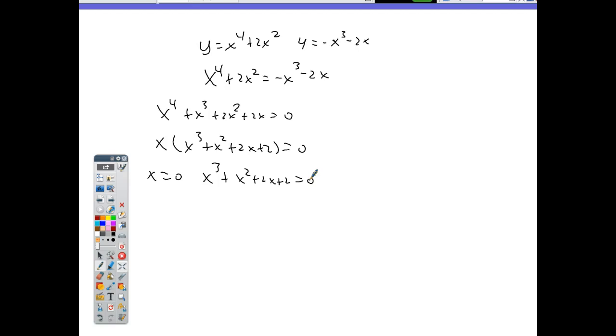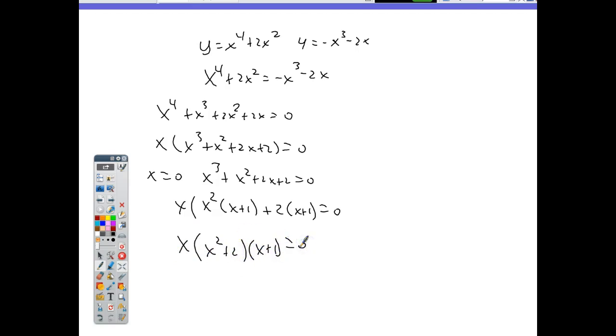And then what do I do with them? Factor by grouping. So I'm going to factor out an x squared for the first two, and I get x plus 1. I'm going to factor out a 2 for the second group, and I get x plus 1. Factor by grouping. Remember this little game? This becomes x squared plus 2 times x plus 1. And there's my factors.